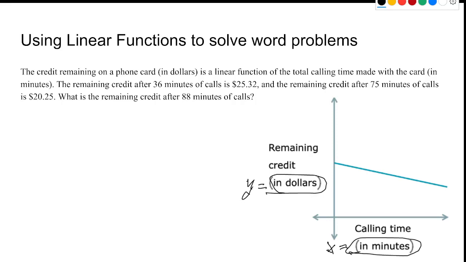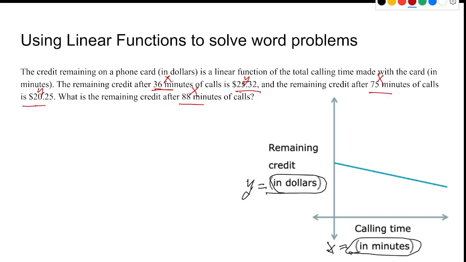Okay, so first of all, as we read through this, the credit remaining on a phone card in dollars is a linear function of the total calling time made with the card. The remaining credit after 36 minutes, remember minutes are x values, so that's an x, is 25.32, that's a y value. And the remaining credit after 75 minutes, which is also an x value, is 20.25. That's a y value. So what they've given us is 2 points. And then we want to find the remaining credit after 88 minutes, which again is an x value.